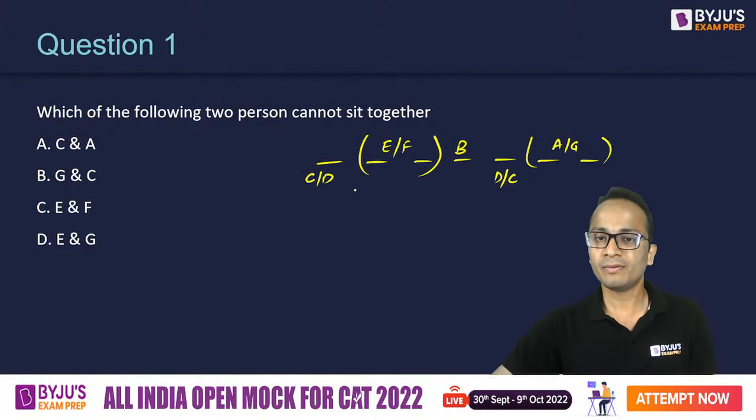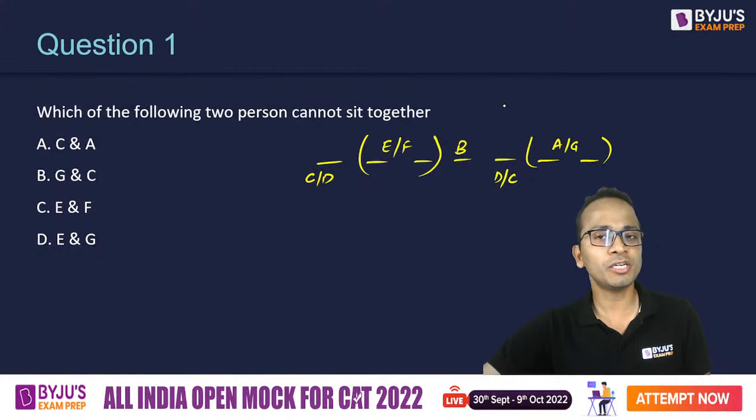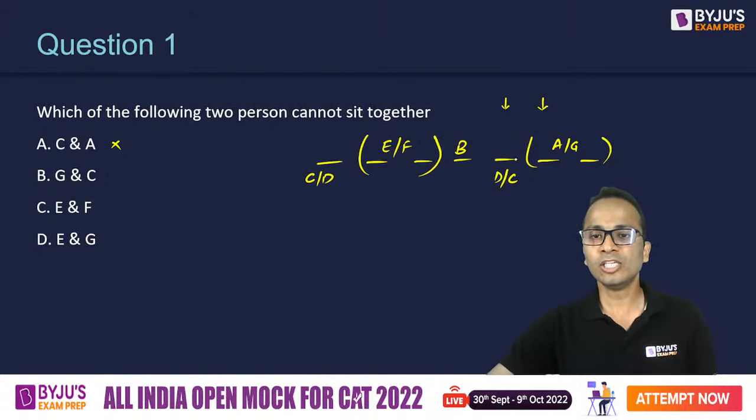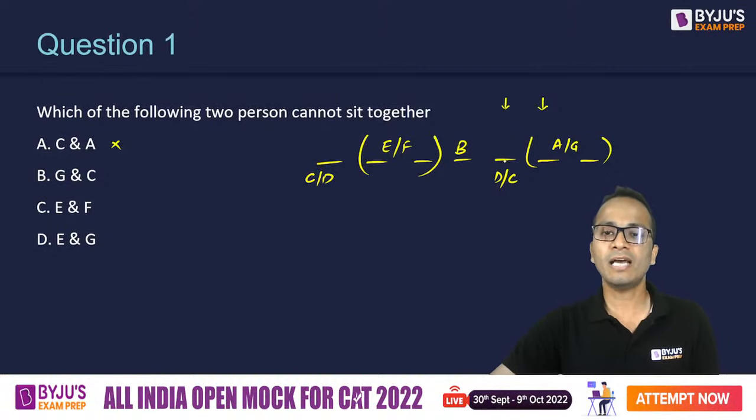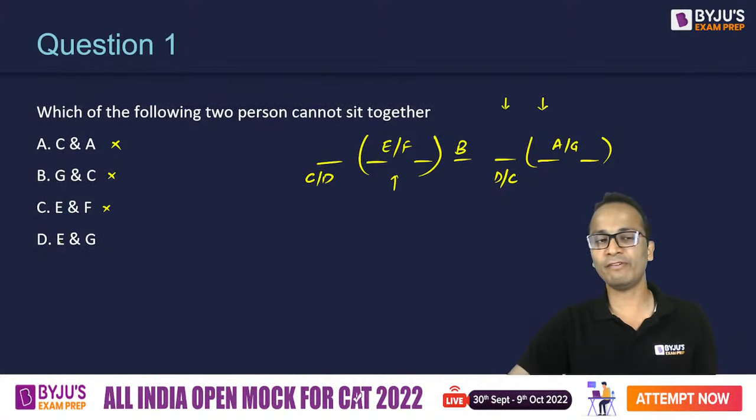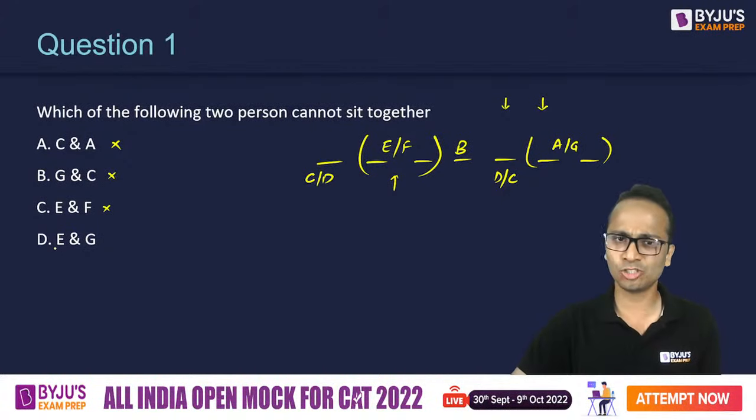C and A. If C is at chair number 5 and A is at chair number 6, they will sit together. So this option cannot be the answer. Similarly, G and C, again at chair number 5 and chair number 6, so it is not the answer. E and F, they will definitely sit together, so option C can never be the answer. So the leftover option is option D. It has to be the answer.